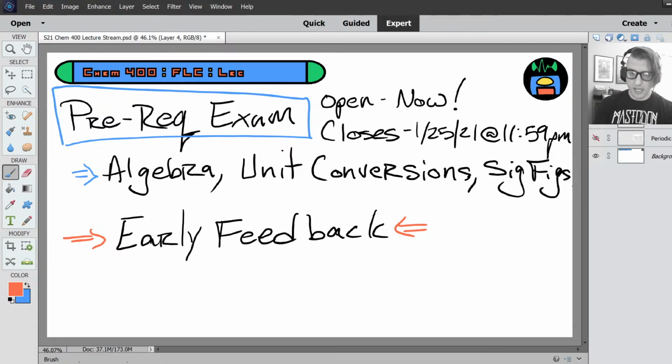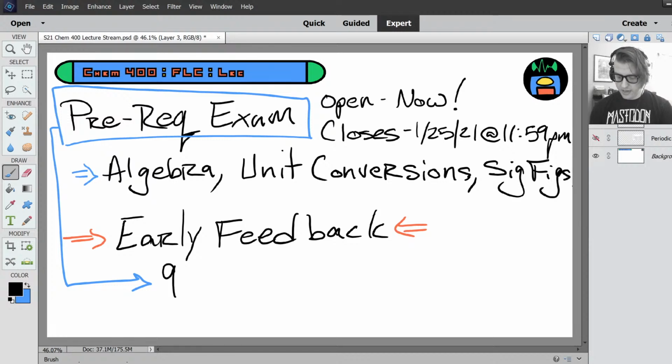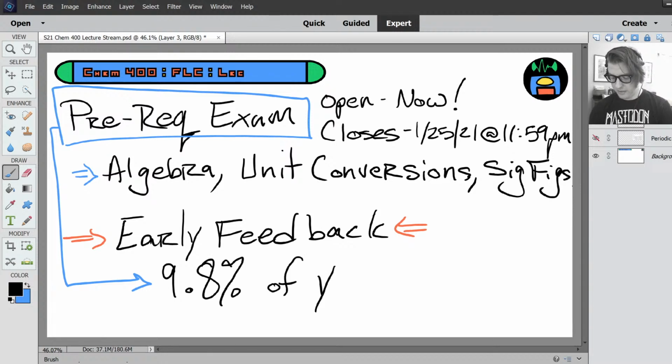Alexis and Malika, I hope I'm saying your names right. The prereq exam does affect your grade. It is given equal weight with every other exam. Each lecture exam, the final's worth more, but each lecture exam is worth 9.8% of your grade.